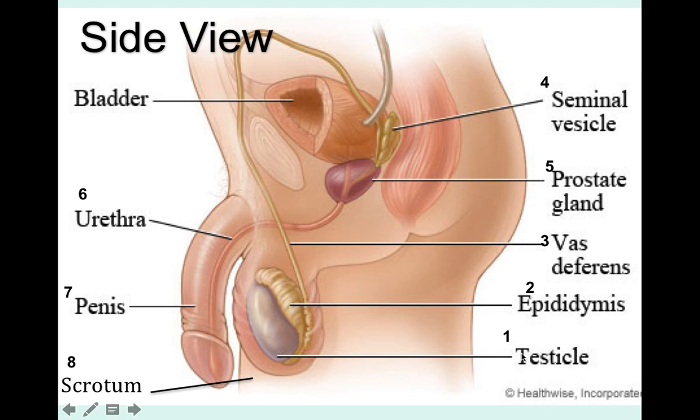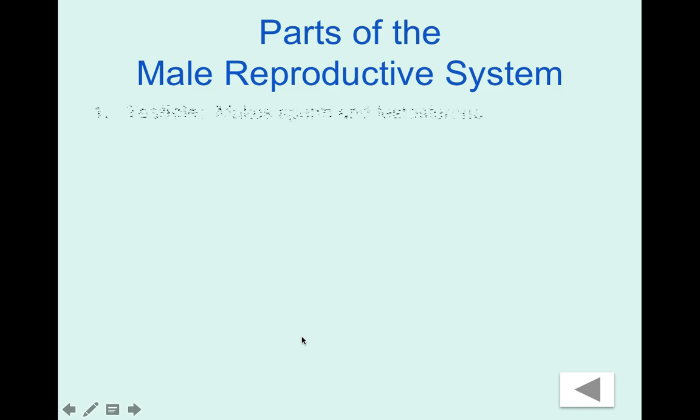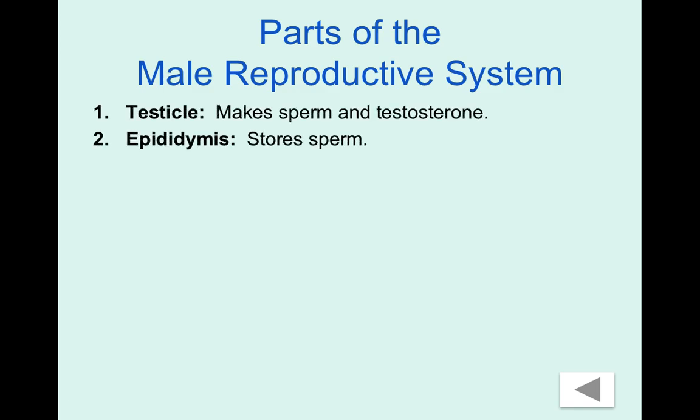So the first one that we see here is the testicle. And again, we're seeing just one side from the side view, so there's another one on the other side. And above this is the epididymis. So let's go to the notes that describe those. The testicle makes the sperm and the testosterone, and the epididymis is what stores the sperm.